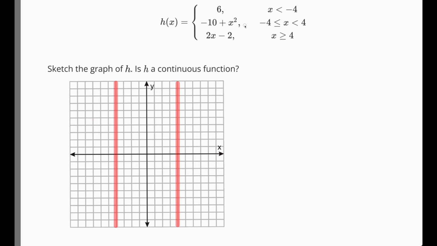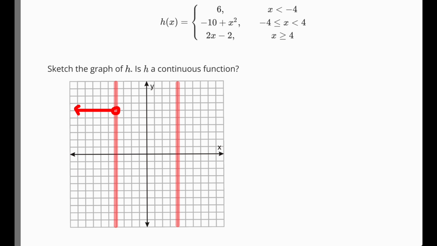Okay, if x is less than -4, y is equal to 6. So 1, 2, 3, 4, 5, 6. We're not including it here, because it says x is less than -4. If it said x is less than or equal to -4, we could actually color that in. Then we're just going to graph y equals 6 with an arrowhead at the end.